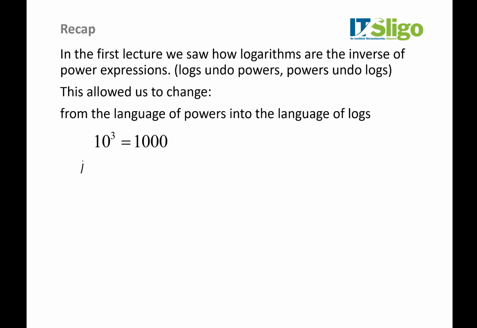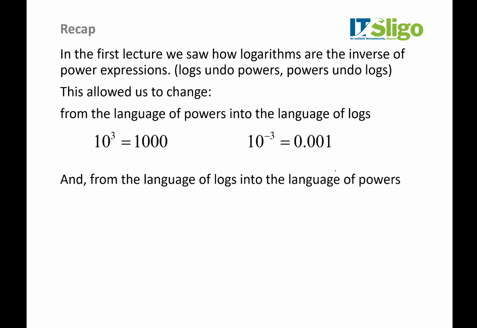This statement could be written as the log to the base 10 of 1000 is equal to 3. Or here, the log again to the base 10 of 0.001 is equal to minus 3. And we discussed the mechanics of this in lecture 11.